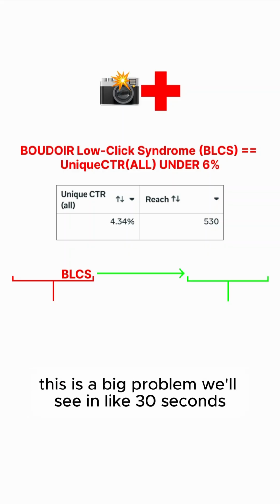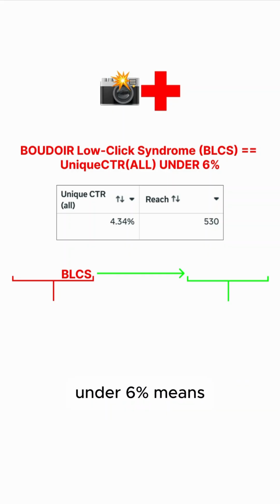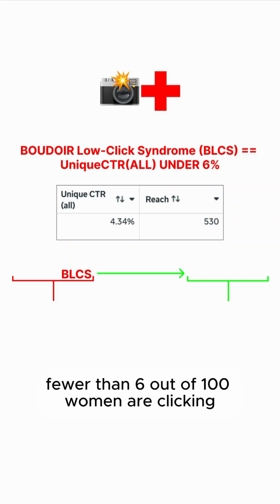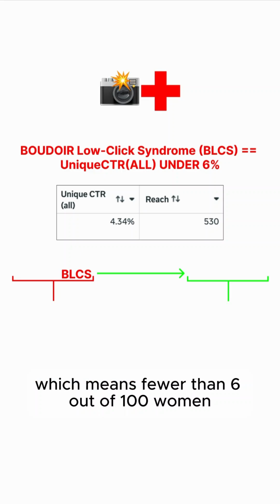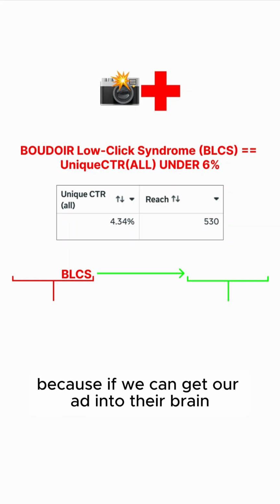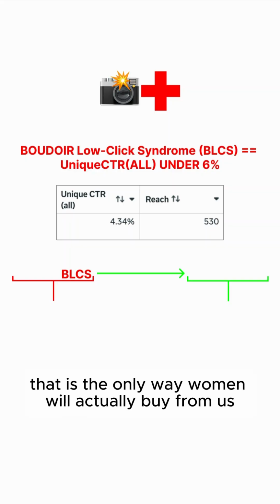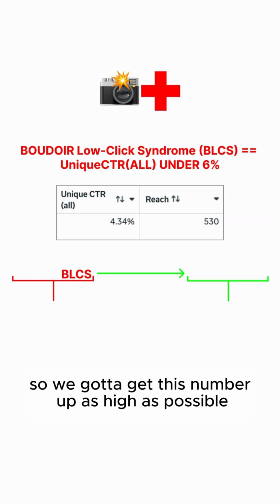This is a big problem, as we'll see in like 30 seconds. Under 6% unique CTR on all means fewer than 6 out of 100 women are clicking anywhere on our ad, which means fewer than 6 out of 100 women, our ad is entering their brain. And we care about that because if we can get our ad into their brain, that is the only way women will actually buy from us. So we've got to get this number up as high as possible.